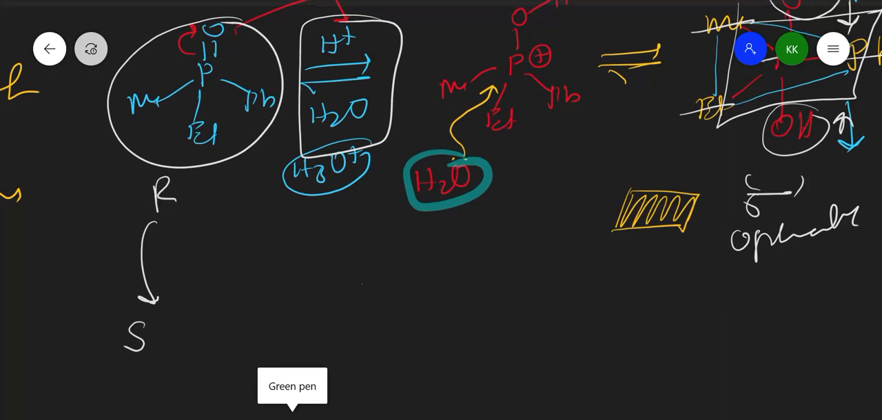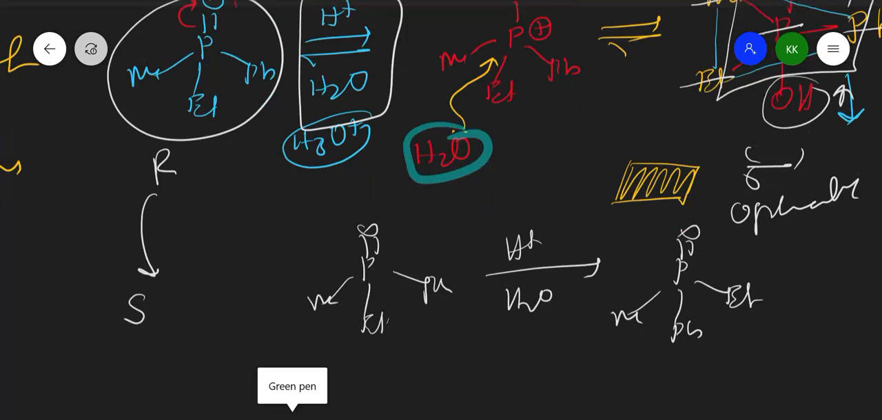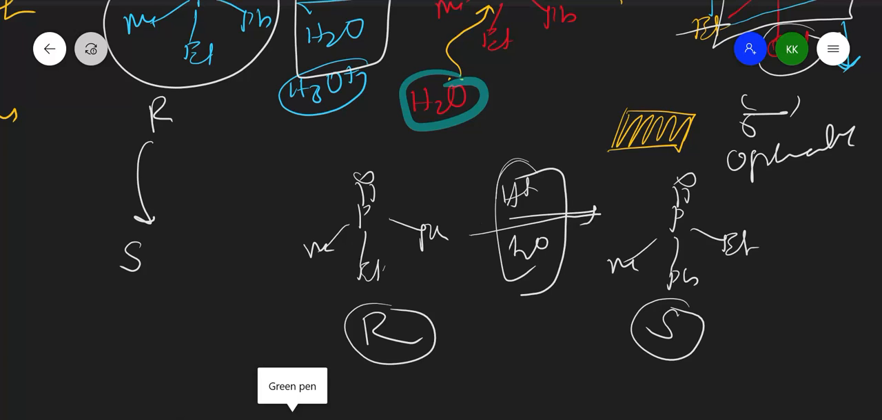So what happens here, initially it was R like this, methyl, ethyl, phenyl. After H plus in water, it can become like this, methyl, here let me write phenyl, and here ethyl. Initially let us assume that it is R, now it is S. Both will be in equal amount, so it will racemize only in acidic medium, right? This kind of reaction they will ask you, so you need to remember this also. Racemization happens in the presence of water medium.